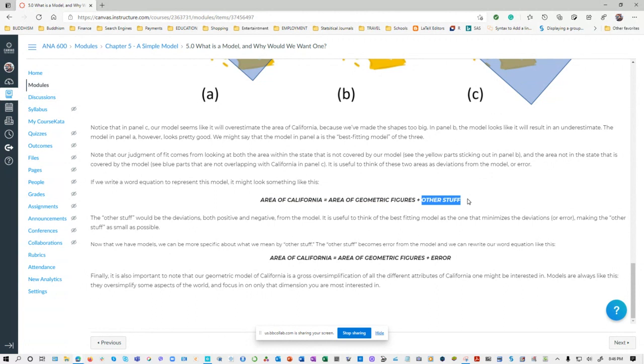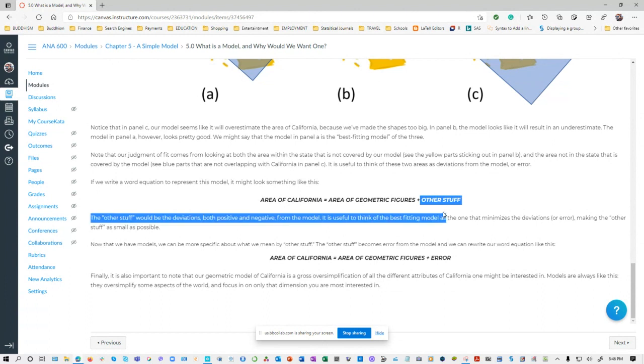Some people build a mathematical model but do not include the other stuff. That's why it's called mathematics. When it comes to statistics or data analytics, they include this part. In data analytics, what they are trying to do is minimize this part.